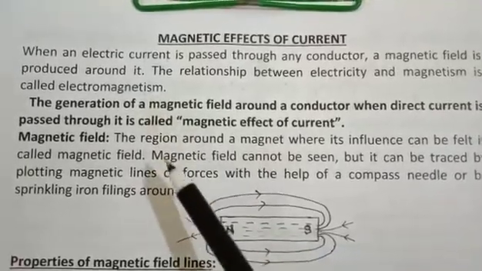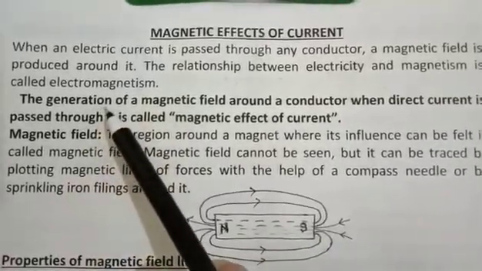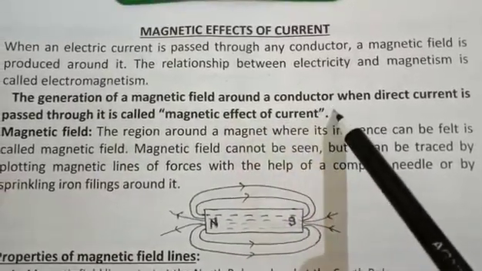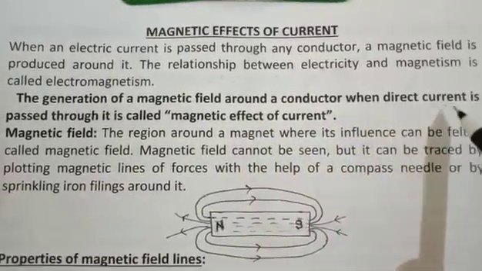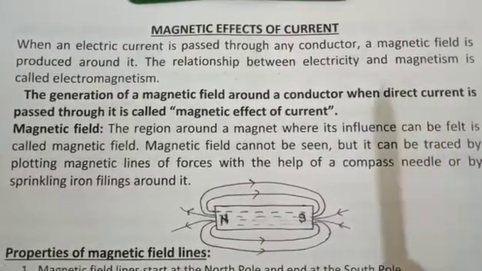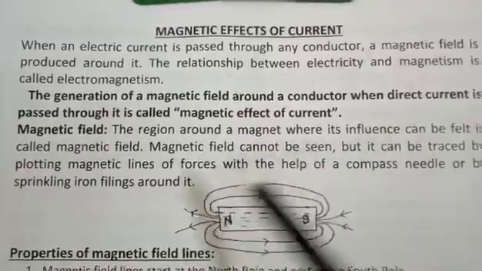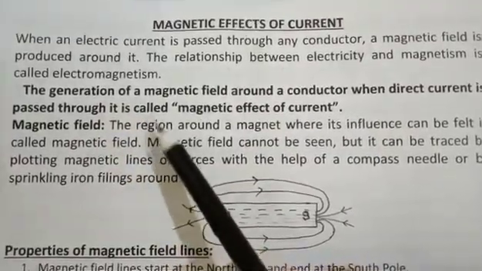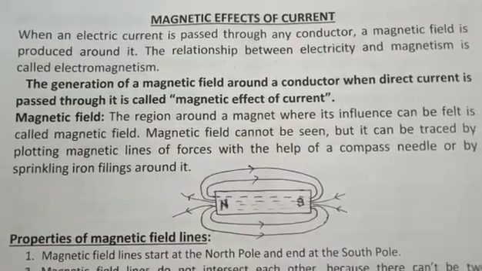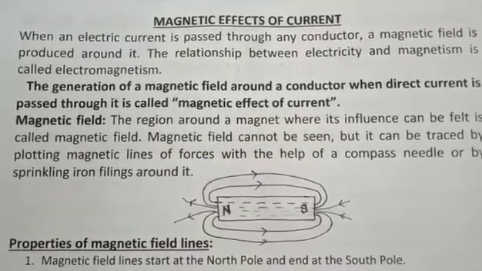The definition can be given as the generation of magnetic field around a conductor when direct current, now direct current means the current produced by the battery, is passed through it. It is called magnetic effect of current. So this is the definition of the magnetic effect of current.